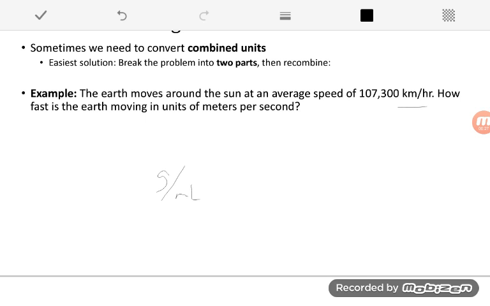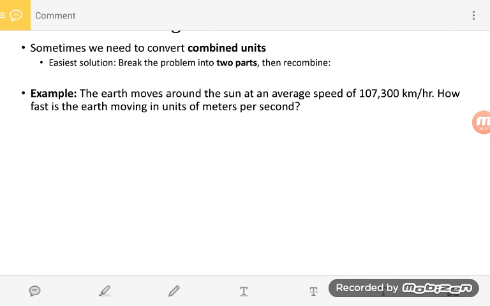Well, sometimes we need to convert from one combined unit to another. So, for instance, in the metric system, we might do a density in grams per milliliter, but in the imperial system, we might do it in pounds per cubic inch. So we need to be able to convert from one combined unit to another. This seems really difficult at first, but the key here is really just to break it up into two parts: convert the top, convert the bottom, and then recombine them.